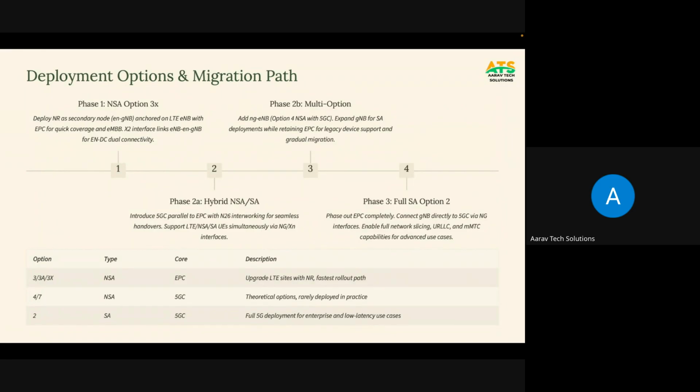So basically, in NSA, we are upgrading our LTE sites with NR, for faster rollout. We have our theoretical options. In SA, we will have a fully 5G-grounded network for enterprises and for low latency use cases.